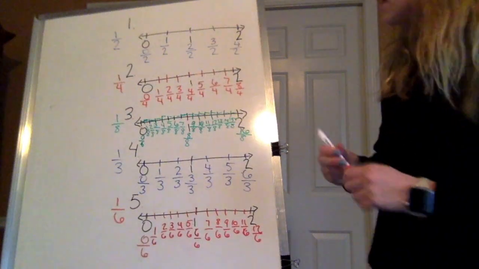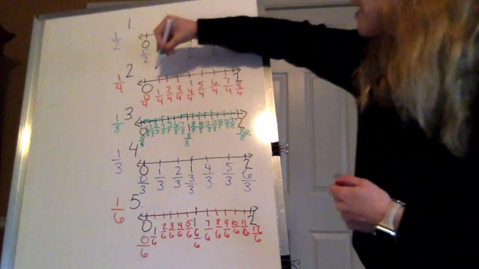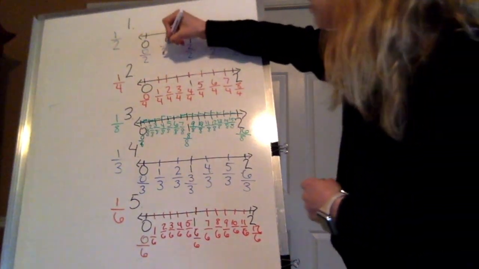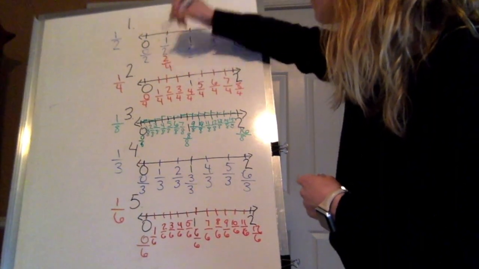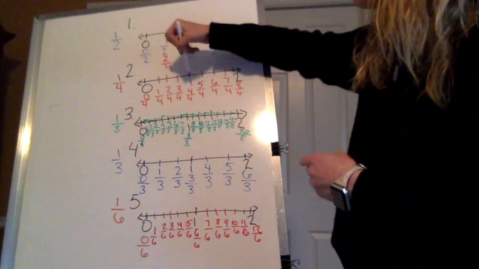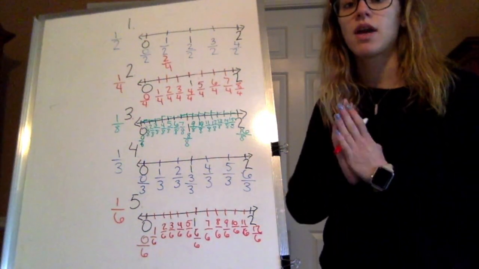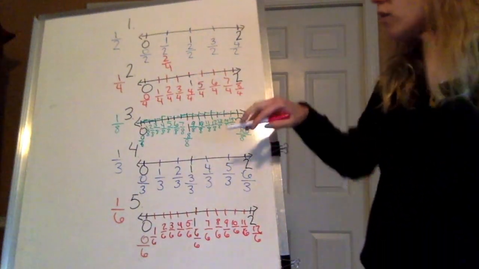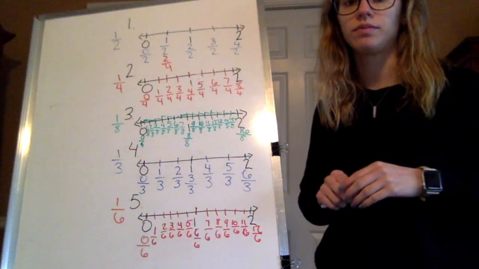So what I see is that 2/4 is halfway between 0 and 1. So I'm going to write 2/4, because I know that they're equivalent because they're both halfway between 0 and 1. Now I want you to think of other ones that you also notice are halfway between 0 and 1.